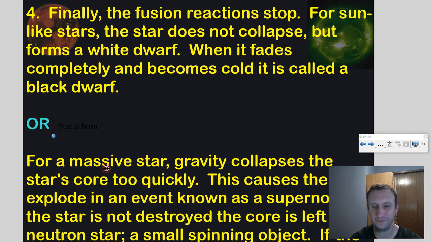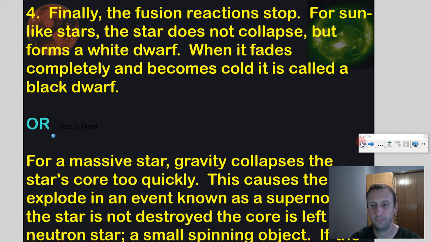Or when we have the massive stars, gravity collapses the star's core too quickly. This causes it to explode, an event known as a supernova. If the star is not destroyed, the core is left as a neutron star, a small spinning object. If the star is destroyed, it forms a black hole. So we either get a neutron star or a black hole out of it.